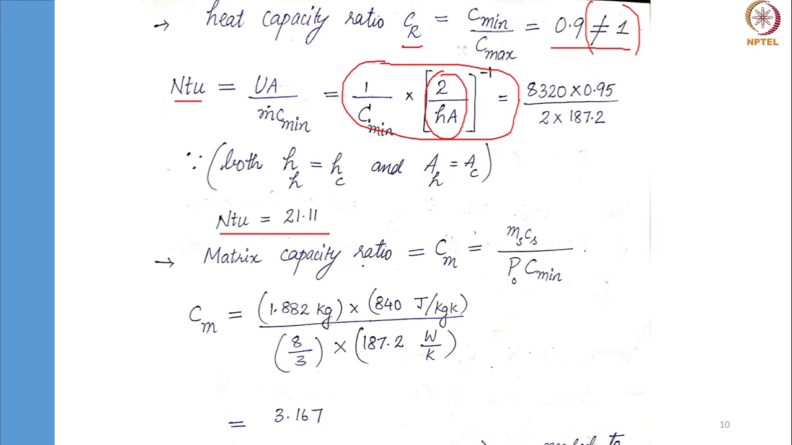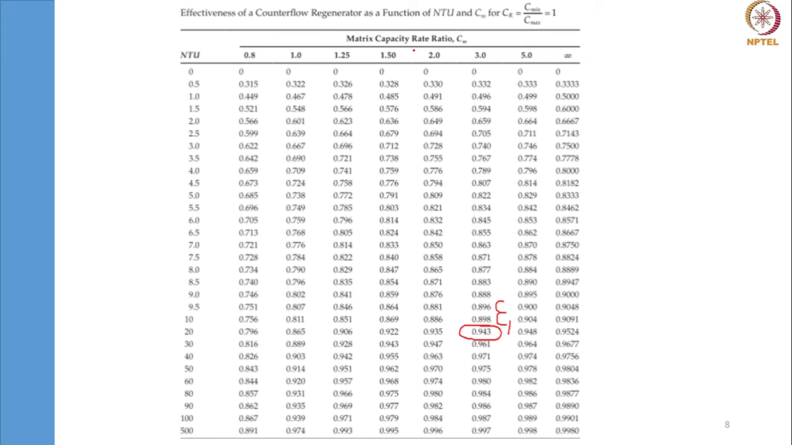I find the matrix heat capacity ratio, which is Ms Cs by total regeneration time into C min. That comes out to be some value, 3.1. Because my heat capacity ratio is not equal to 1, I need to find the effective NTU and effective Cm, and then find my effectiveness. However, if my Cr was equal to 1, I could have directly got the effectiveness for a counter flow regenerator from this table given by London.